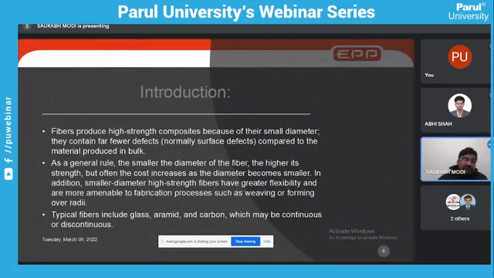Now what I just told you is that defects can be reduced if your diameter is less. You can read the second point: as a general rule, the smaller the diameter of the fiber, the higher is the strength. But often the cost increases as the diameter becomes smaller.